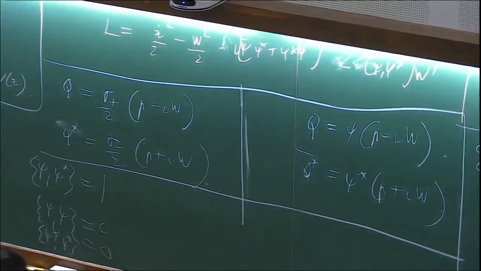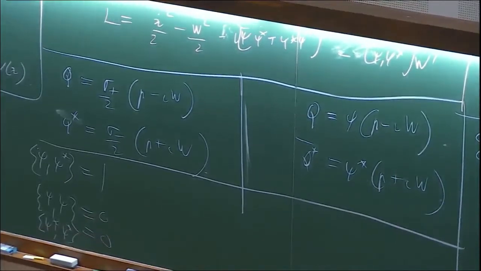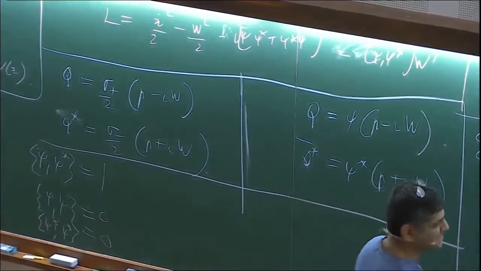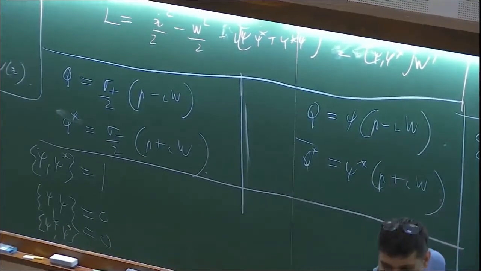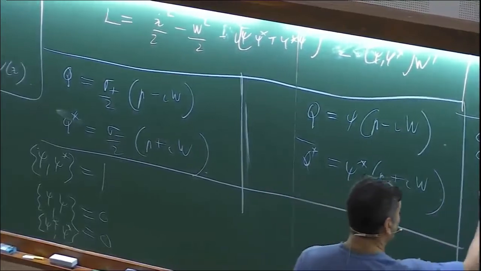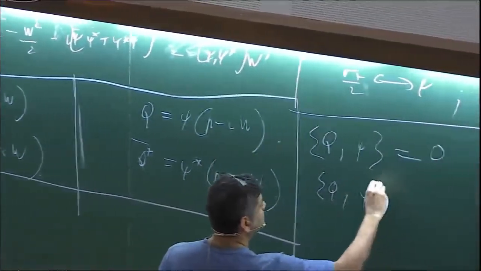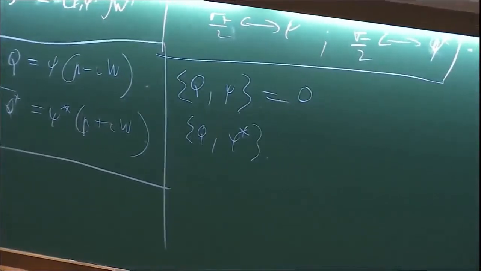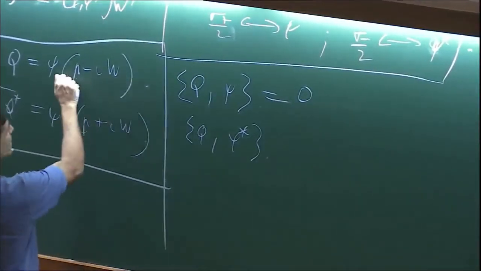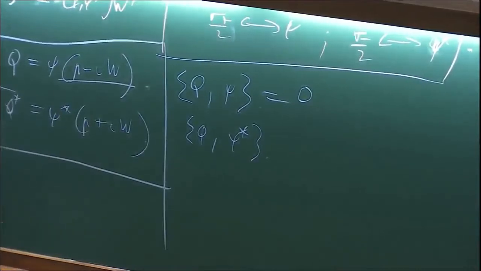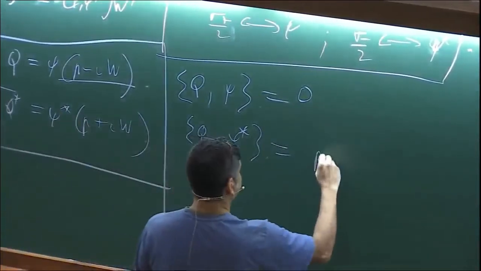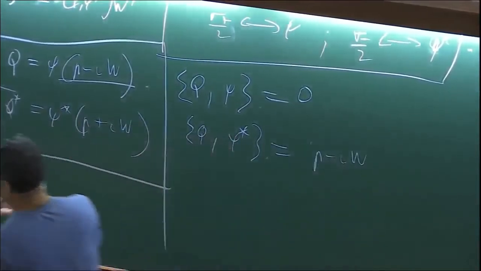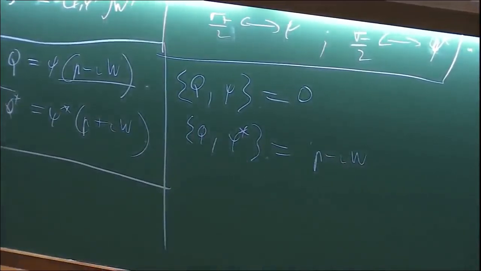Because psi with psi, psi just goes through psi. It's the same operator anyhow. I mean, for many reasons it's 0. Any operator commutes with itself. On the other hand, what is Q with psi star? This is less trivial. This operator here goes along for the ride. It lives in a different Hilbert space. So this is equal to p minus i omega, where we've used this anti-commutation relation. Is this clear?